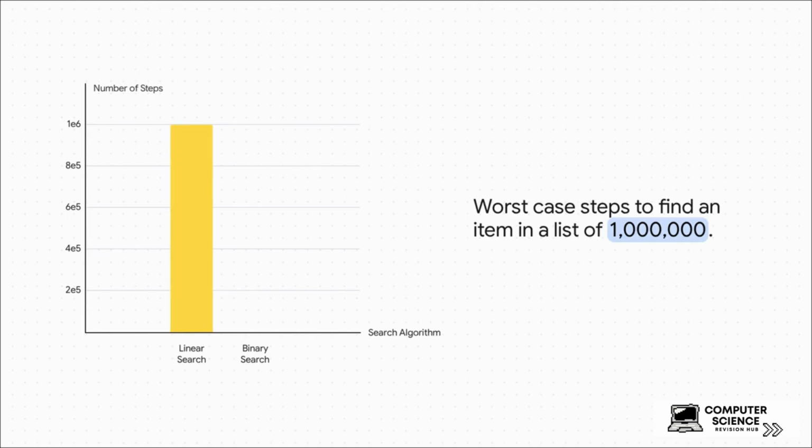Just look at this. This slide really says it all. To find one item in a list of 1,000,000, a linear search in the worst-case scenario might take 1,000,000 steps, 1,000,000. But a binary search, by cutting the problem in half each time, it would take about 20 steps. Not 20,000, just 20. The difference isn't just big, it's staggering. Efficiency isn't just a minor detail, it's the whole game.